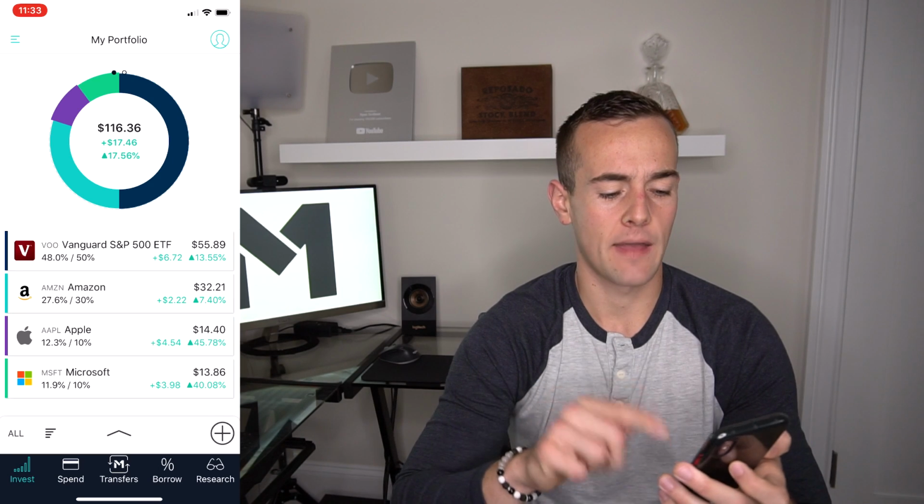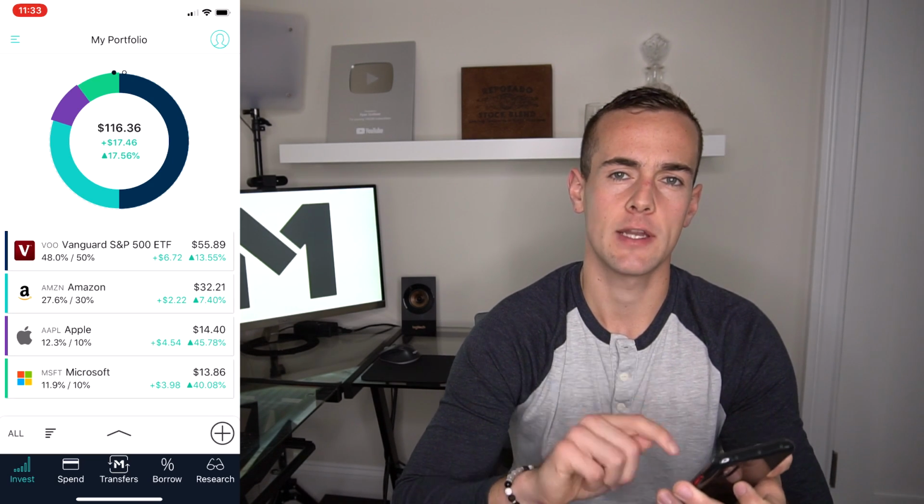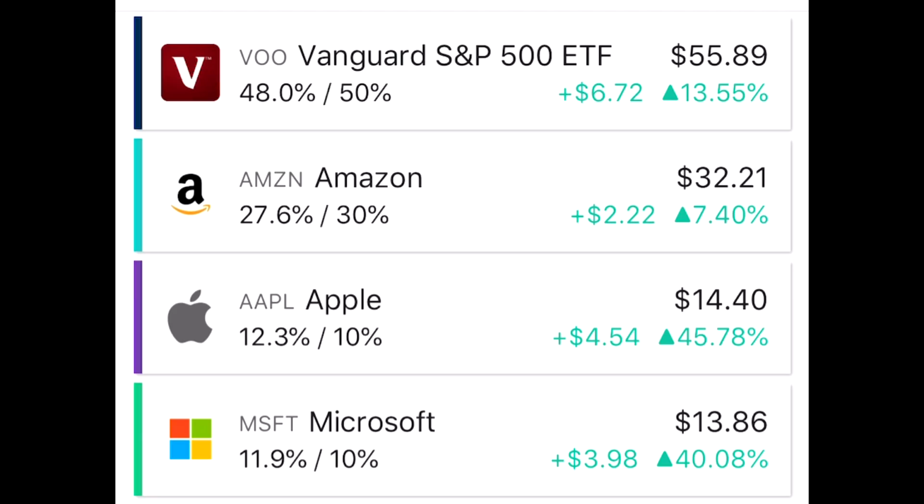As you can see here on the left, we have 2 percentages under each one of these pieces of my pie. Under the Vanguard 500 ETF, we have 48% and 50%, and that means that my target allocation for the Vanguard 500 ETF is 50%, but I'm currently at 48%. For Amazon, it says 27.6%, even though my target allocation is 30%. Apple, it's 12.3%, even though my target allocation is 10%. And then finally, Microsoft, 11.9%, even though my target allocation is 10%.